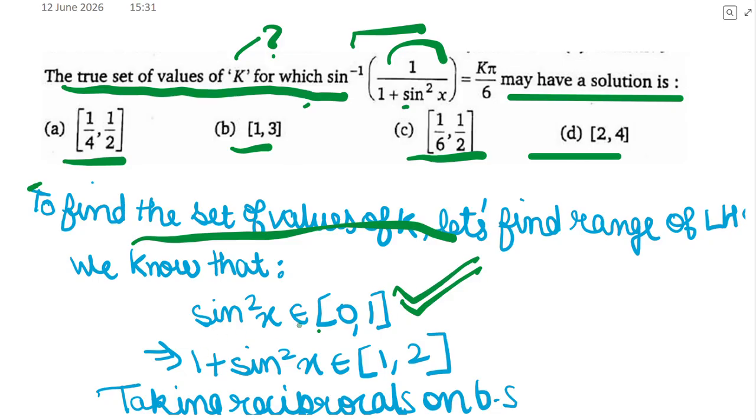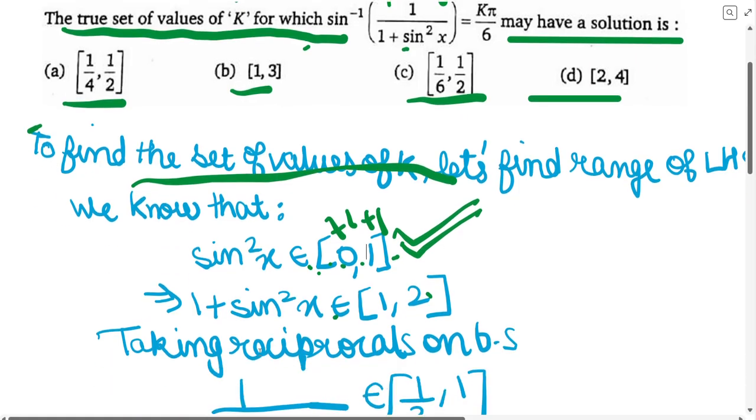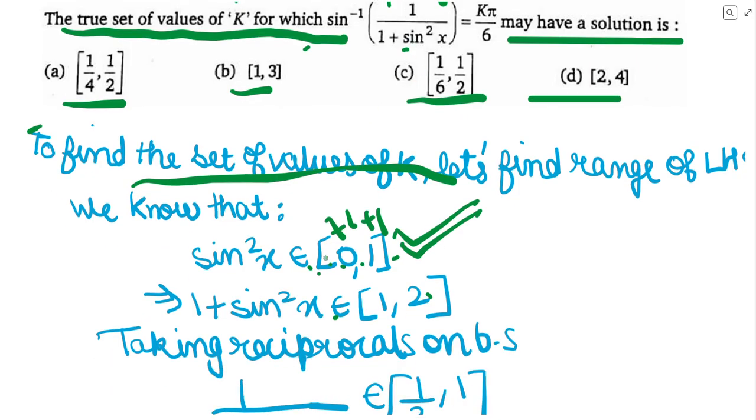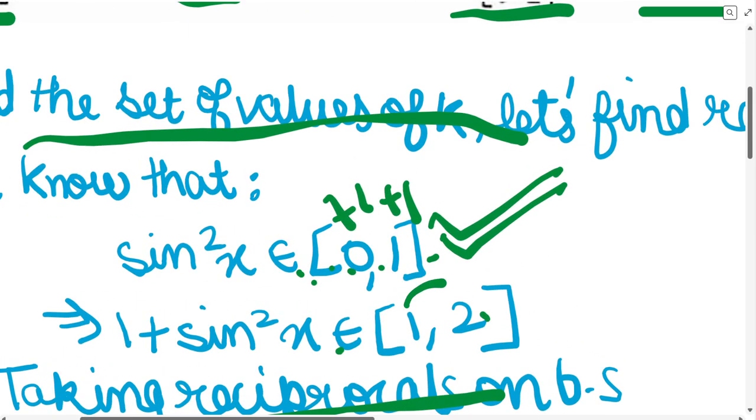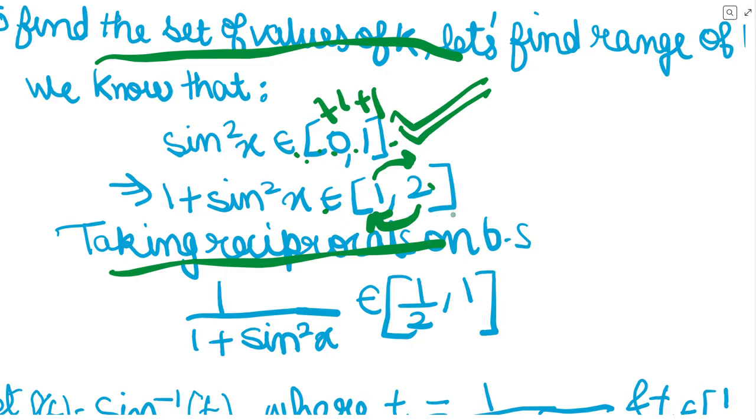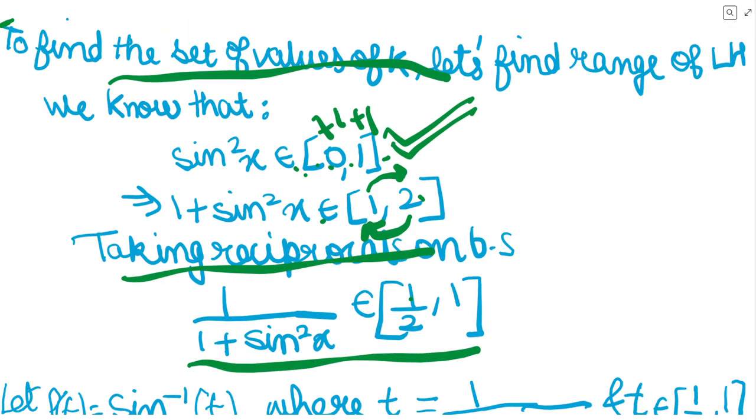So if sine square x belongs from 0 to 1, then 1 plus sine square x is simply 1 to 2, adding 1 to both of the terms. But we need the inverse of 1 plus sine square x, right? It is in fraction, so we'll simply take the reciprocal on both sides. Remember, wherever we take reciprocal, this term shifts to that term. 1 by 2 came here, and 1 upon 1 is on the right side. So this is the range of 1 by 1 plus sine square x.